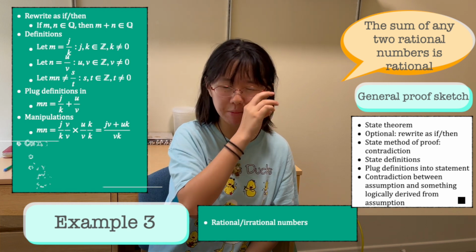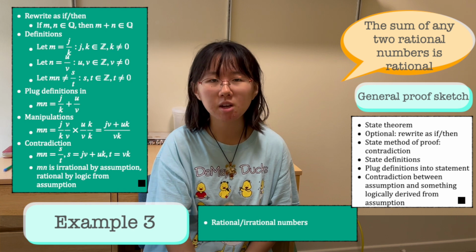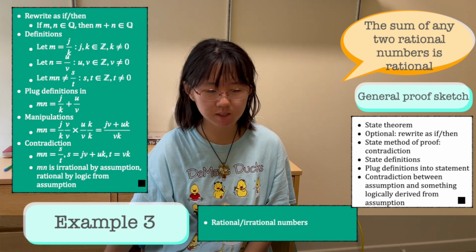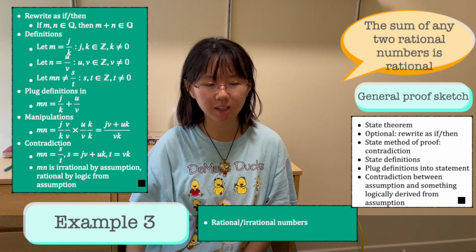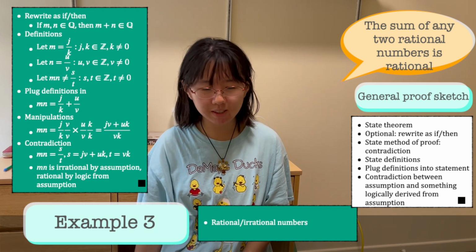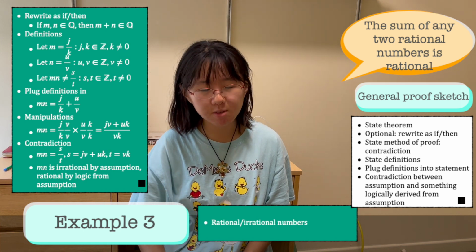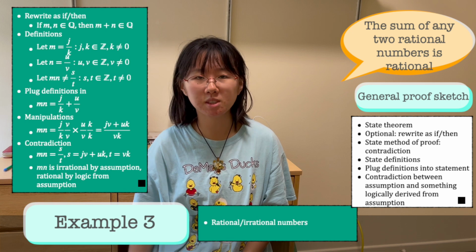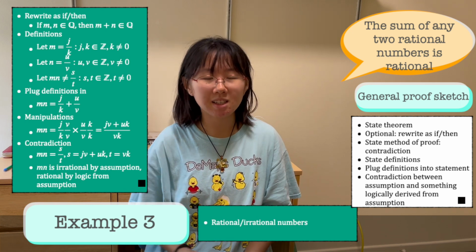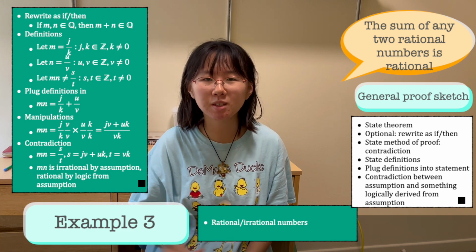So by assumption in the beginning, we said that m plus n never equals p over q for p and q some integers, but we've literally just found out that m plus n does equal p over q for some p equals jv plus uk, which is an integer, and for some q, which is equal to vk, which is also an integer. So m plus n can't be both equal to and not equal to some p over q at the same time. So this is an obvious contradiction, and we're done. Yay!